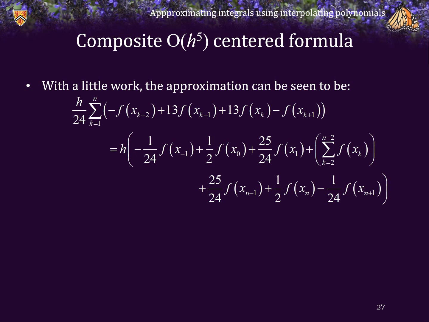pretty close to the composite trapezoidal rule, except rather than just having a half evaluated at f at a and a half at f at b, we make small changes to evaluating the function at a minus h and a plus h, as well as b minus h and b plus h. So what's the effect? Well, the effect is that the error is significantly smaller.